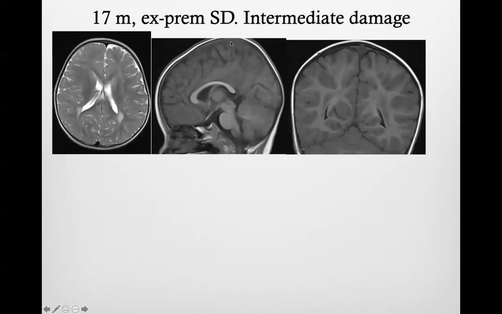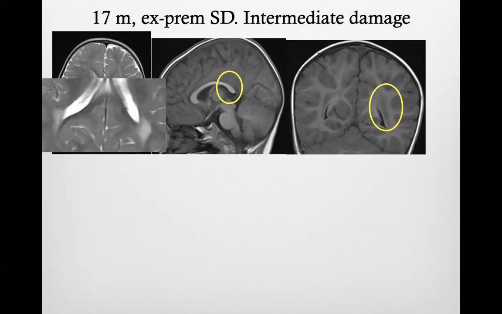Same here, you can see ex-prem, 17 months, you can see this abnormal signal. It's not as striking as the one before, but look at this abnormal signal, okay? And also a bit of squaring of the ventricle, reduction of the posterior aspect of the corpus callosum, and also dark signal, meaning water, meaning gliosis, meaning damage in T1. So you have T1 sagittal, T1 coronal, and here far left, T2 axial. This damage is again white matter injury of prematurity, just less striking than the one before.